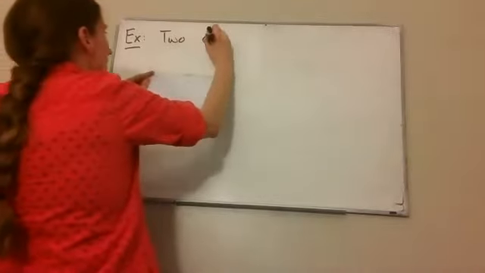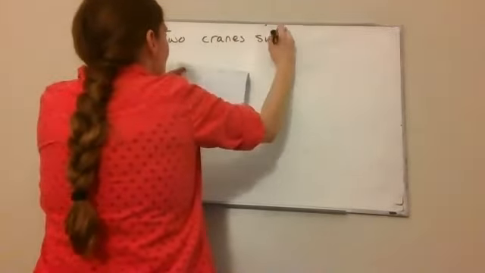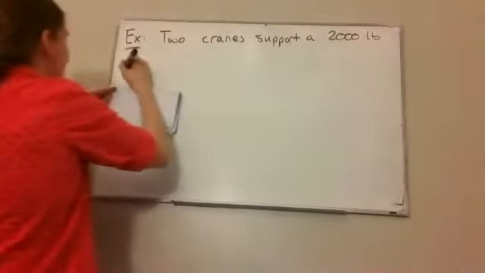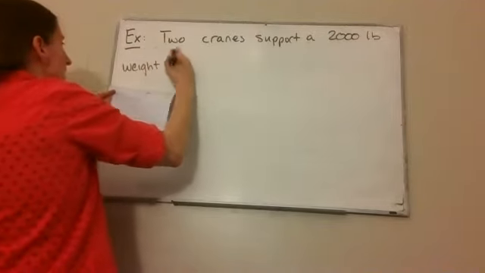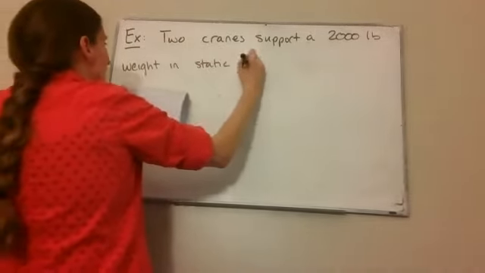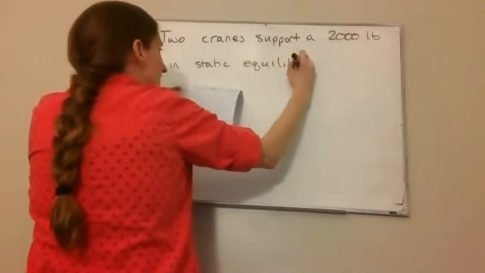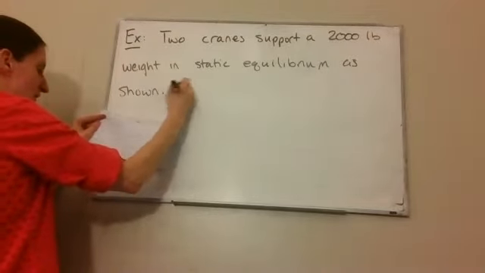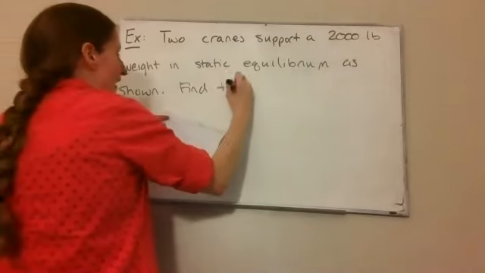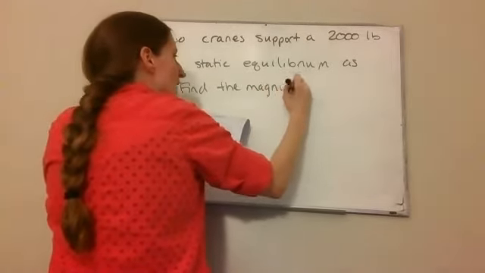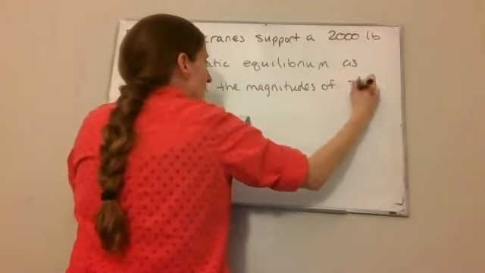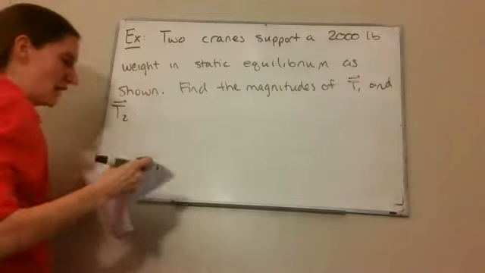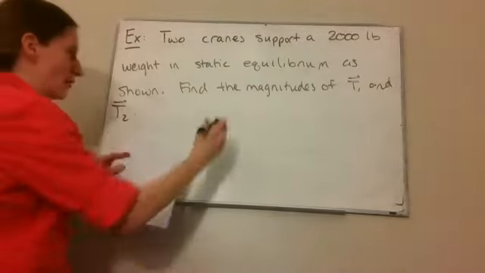So 2 cranes support a 2,000-pound weight in static equilibrium, as shown in the diagram. Find the magnitudes of T1 and T2. So now let me get us the picture for this problem.